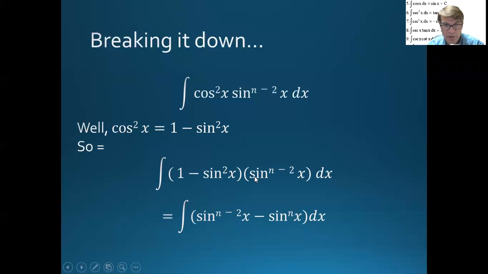So this times 1 is sine to the n minus 2 of x, right? Sine to the n minus 2 of x times 1 is that. Minus this times this. Well, sine squared x times sine to the n minus 2 of x is sine to the 2 plus n minus 2. 2 minus 2 is 0, and we're left with sine to the n. Okay, so we have simplified this up here to this, when we've got everything in terms of sine now.